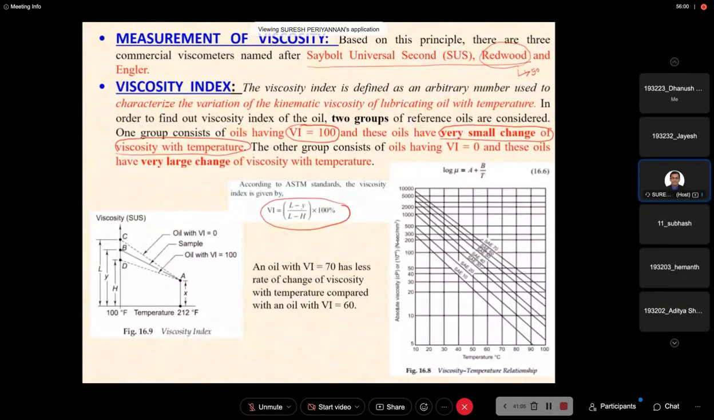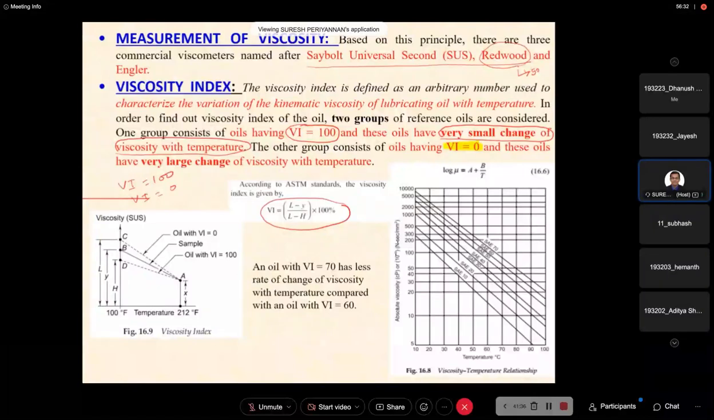Now I am taking oil A and B, we consider. The viscosity index of oil A, I am taking 100. The viscosity index of oil B, I am taking that as maybe 0. But here we are taking two reference fluids. One is viscosity index 100, another one is viscosity index 0.